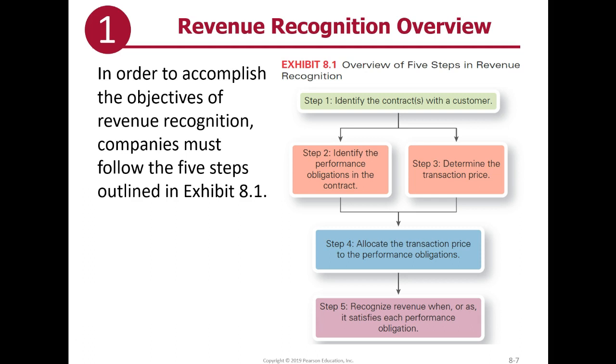Step 4 is allocating the actual dollar amount, the transaction price, over the different performance obligations. And the fifth step is actually finally doing the journal entries to recognize the revenue. And there's two major ways. You do it at a point in time or over time.